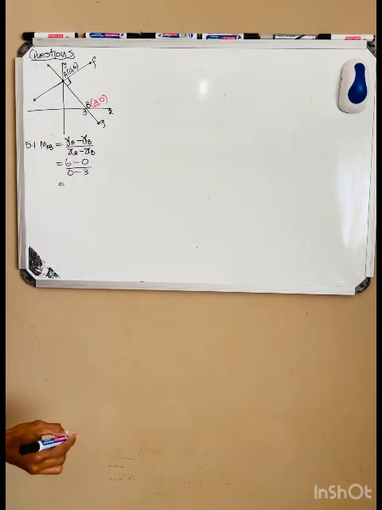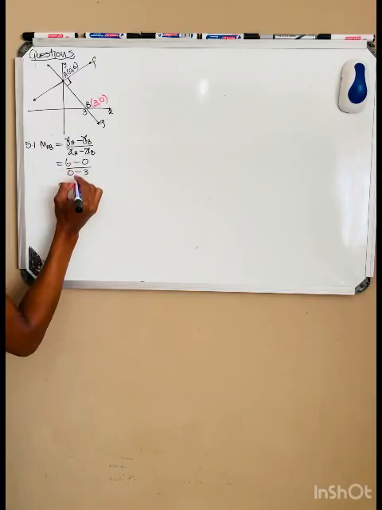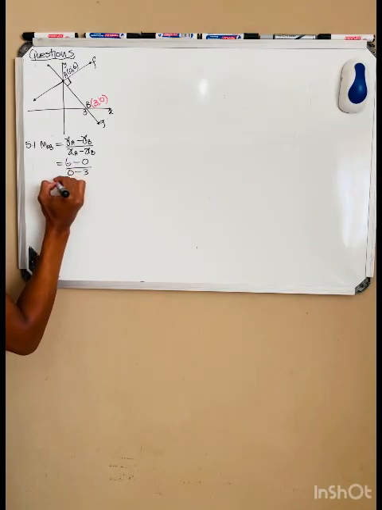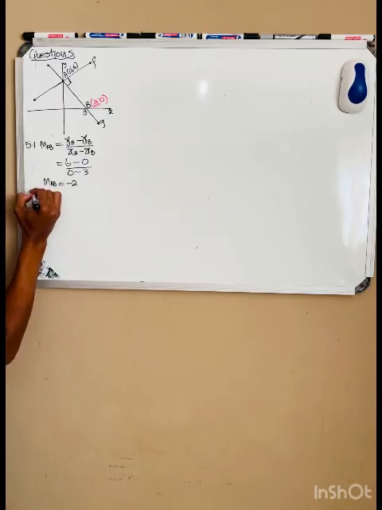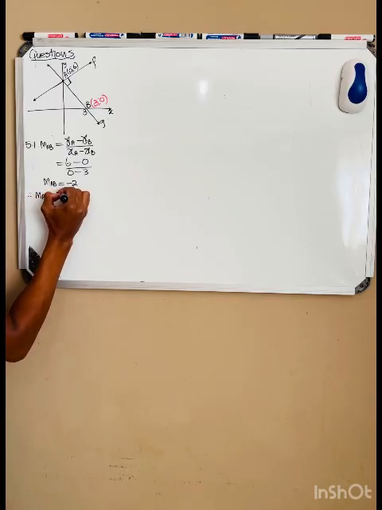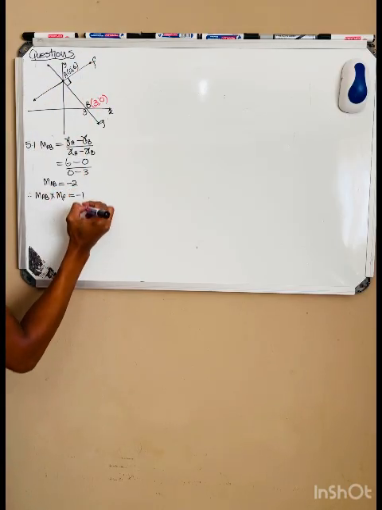And the gradient of this graph is negative because this is a decreasing function. Then 6 minus 0 is 6, divided, then you will get minus 2. This is the gradient of line AB. Therefore, the gradient of line AB multiplied by the gradient of line f is minus 1.